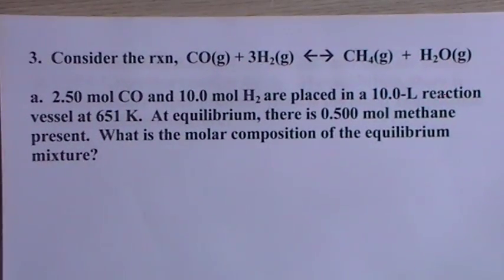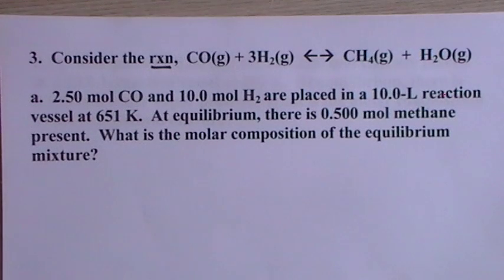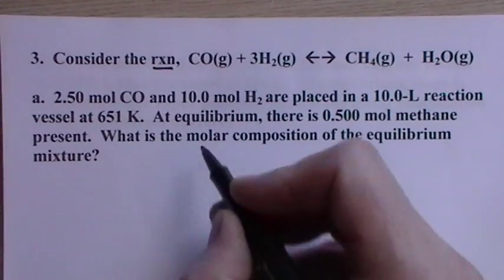Okay, let's look at our first problem here. Consider the reaction, same reaction. As I said, it's just a really great one to work with. We'll have some other ones in here too. So 2.5 moles of CO and 10 moles of H2 are placed in a 10-liter reaction vessel at 651 Kelvin. At equilibrium, there is 0.5 moles of methane present. What is the molar composition?